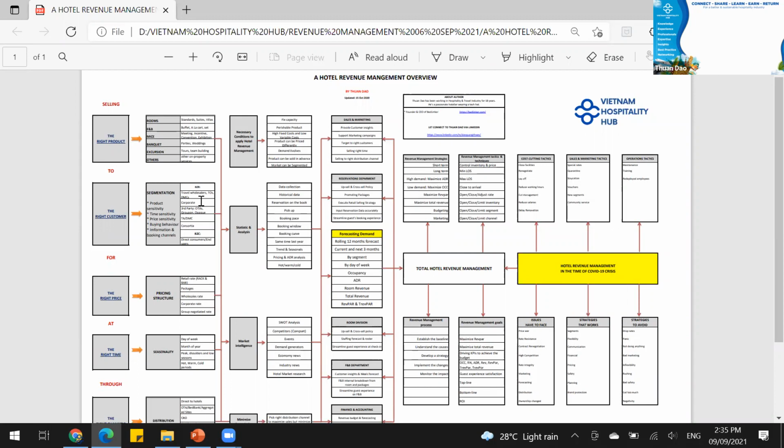All right. So the reason I'm doing this one is to help you to have the overview of what revenue management is about, and you remember those key points. So that helps you to do the job of revenue management.